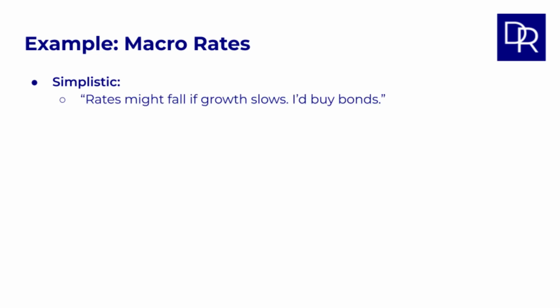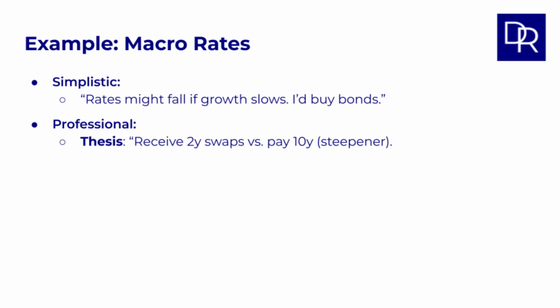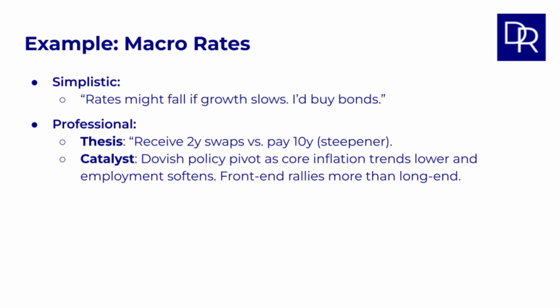Now let's look at an example in macro rates. The simplistic one might be, rates might fall if growth slows, so I'd buy bonds. A professional one would be to receive 2-year swaps versus paying 10-year swaps, a steepener. The catalyst: a dovish policy pivot as core inflation trends lower and employment softens. The front end rallies more than the long end, so the curve re-steepens.